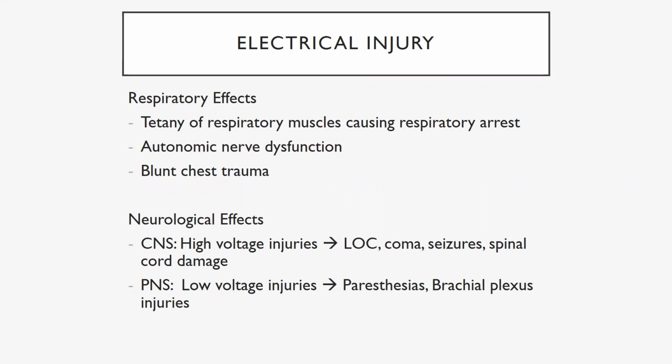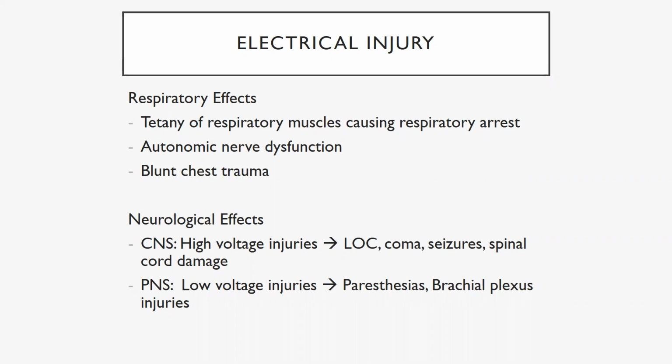You can have blunt chest trauma itself, just by the sheer force. Say the patient was thrown away from a DC current and fell off a lot, you can have blunt chest trauma because of this. So these are some things you might want to keep in mind.